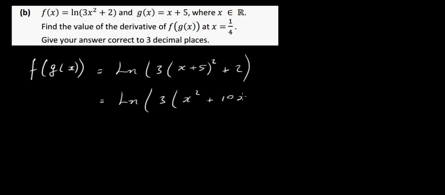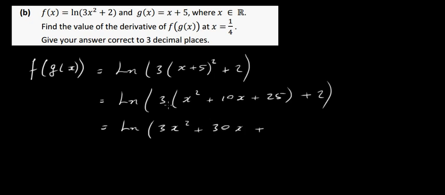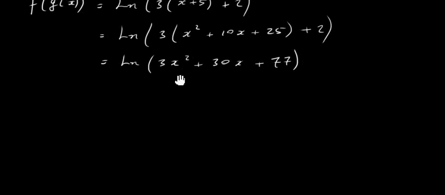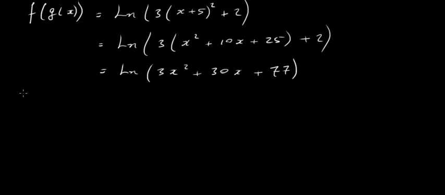Okay, so that gives me the log of 3x squared plus 30x plus 3 times 25 is 75, plus 2, 77 there. So this is what we've got to differentiate first, and then whatever we get, we've got to put a quarter in for x. So let's do that. So you've got to find the derivative of this function first. So you've got to find the derivative of f of g of x here.